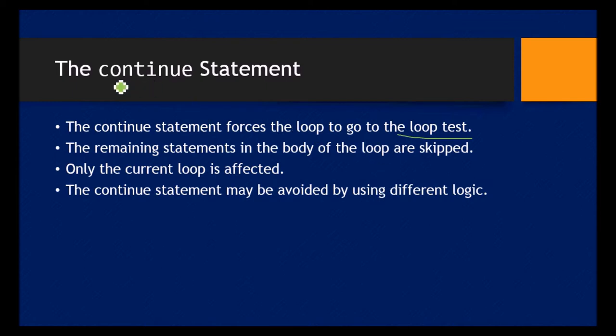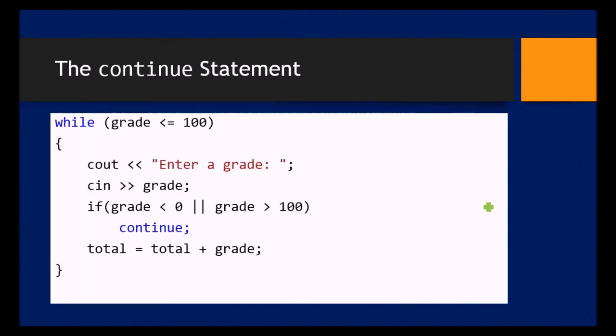You don't really need to use continue because you can simply restructure the code with some different logic and make it do the same thing without using the word continue. Here's an example of continue. So we have a while loop, while grade less than or equal to 100. It says enter a grade, read in the grade. If the grade is less than 0 or the grade is greater than 100, continue.